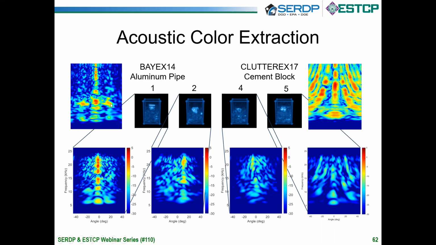But we do see that we are able to extract data that principally looks like the aluminum pipe from the MUST system. So we think we can adapt our current classification schemes and use them with the MUST system. And again, for the cement block, we pick up structure in the MUST data that we see in our CLUTTEREX data.